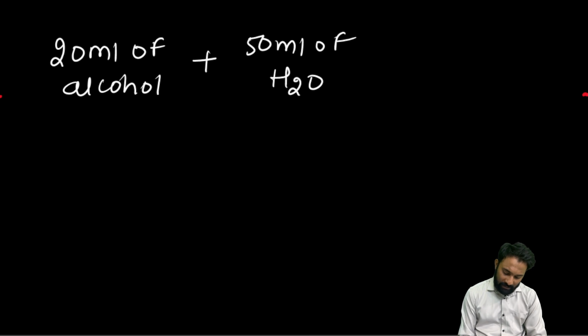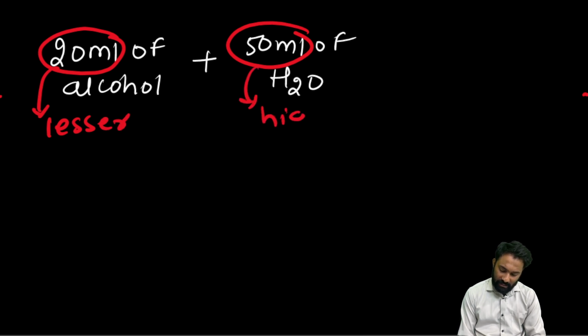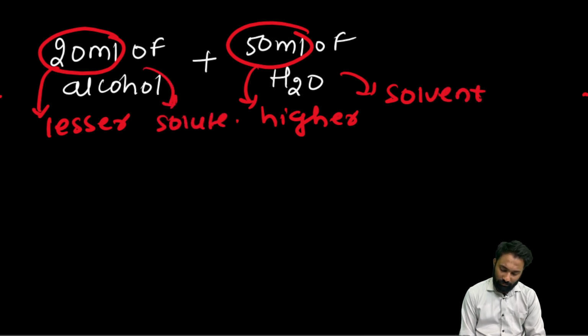So by seeing the volume, we can say which is a solute and which is a solvent. Clear? This 20 ml is lesser, right? And this is higher in quantity. So this one is a solvent and this one is a solute. Clear? The 20 ml one is a solute and the 50 ml one is a solvent. Okay.